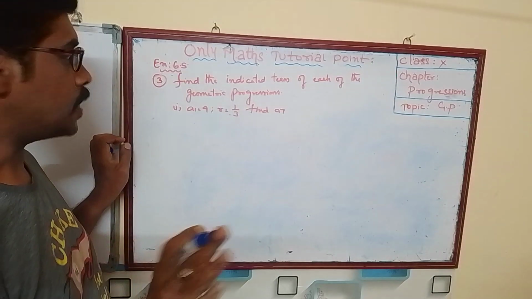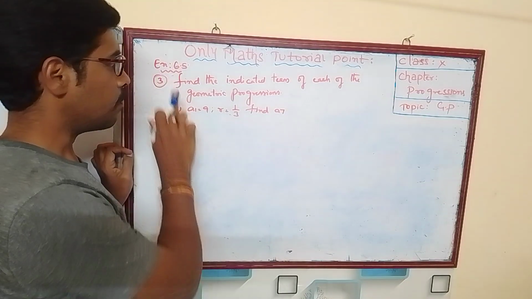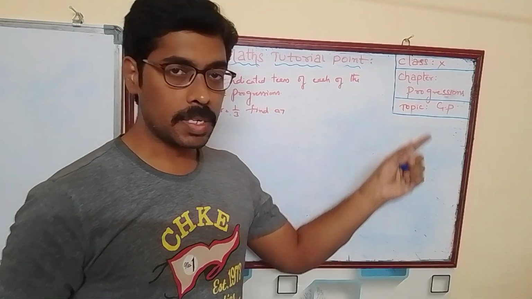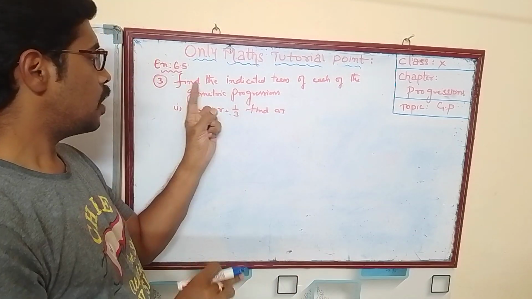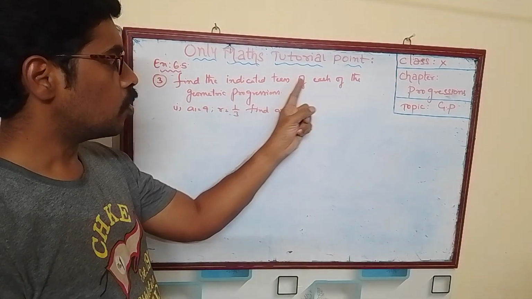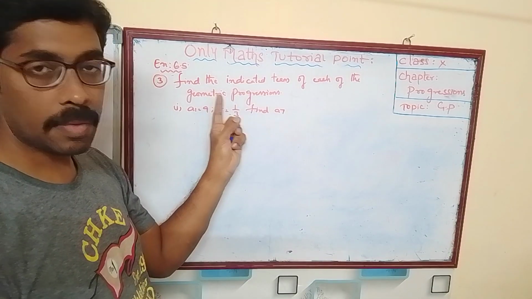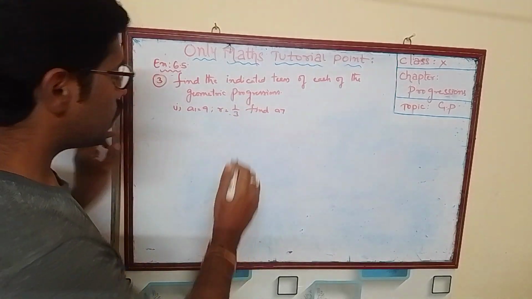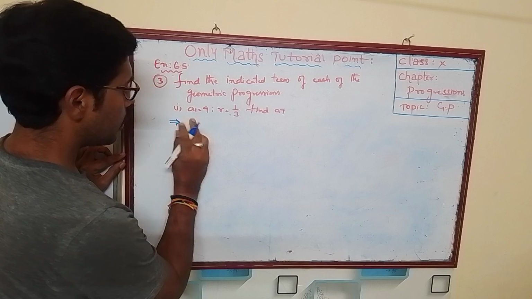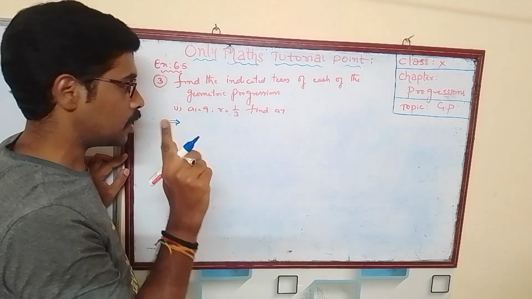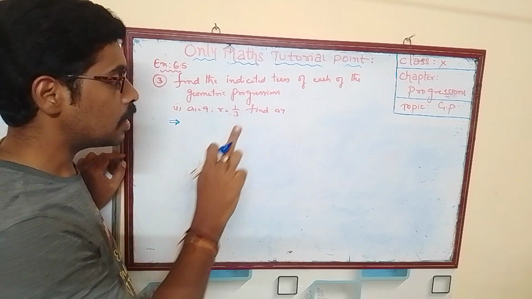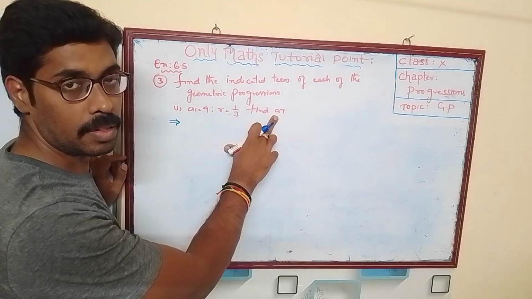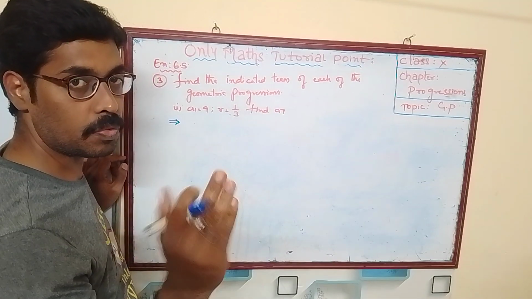Today we are going to discuss exercise 6.5 of chapter progressions, topic geometric progression. So what is given here? Find the indicated term of each of the following geometric progression. Here it is given that A1, that is the first term, is 9 and the common ratio R is 1 by 3. They are asking to find T7, that is A7, the seventh term.